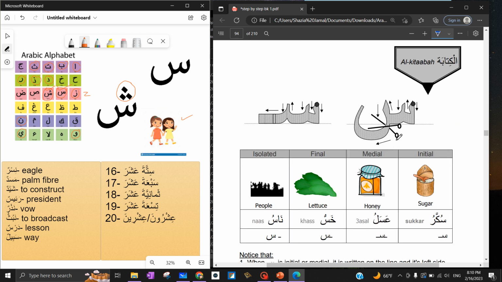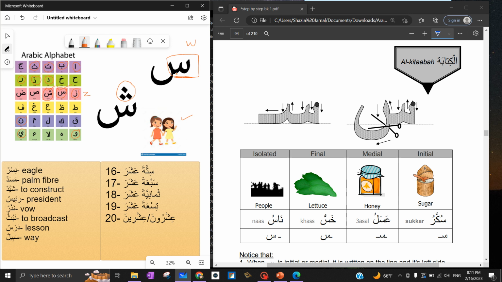Seen. Now let's see the writing rules for seen. As you know, the seen has a big pot belly at the end. I call it a pot belly because it's round and heavy and it goes down the line. That's why I call it a pot belly. So when you write seen, the first part of the seen, which is in the shape of an English W, is written on the line.